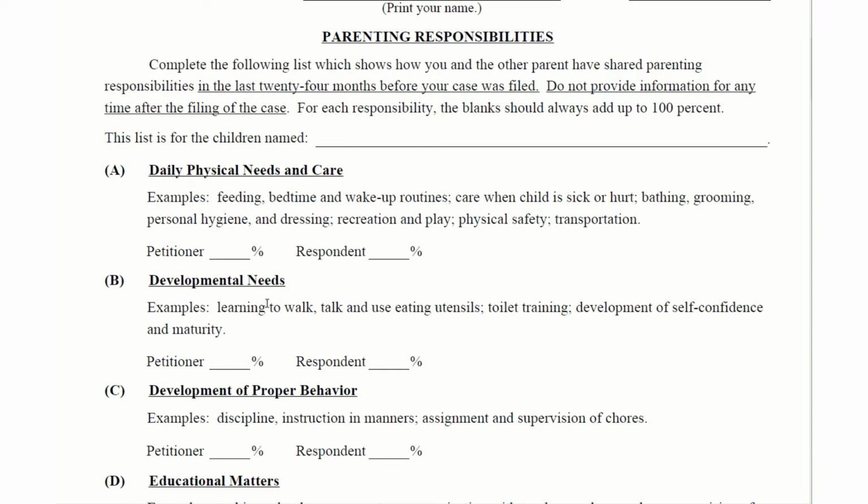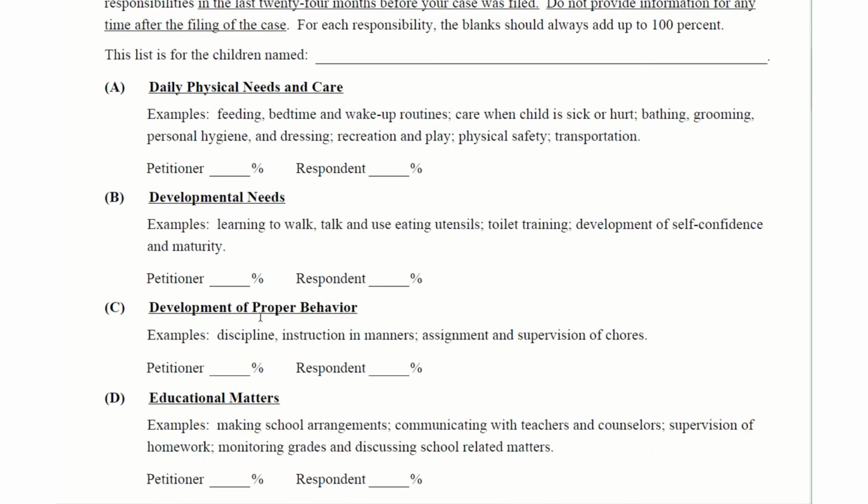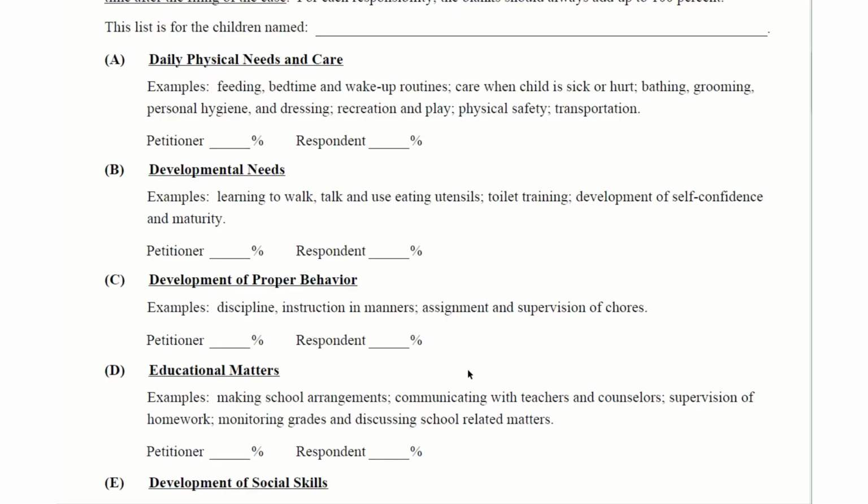Same thing for B with developmental needs, helping kids learn and be able to develop as children, the percentage of time the petitioner spent on that, percentage of time respondent spent on that. On C, the development of proper behavior, discipline, instructions, chores. Again, petitioner percentage of time, respondent percentage of time.